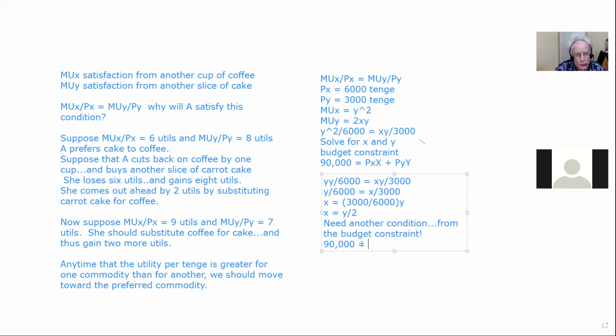So in this case, we have a price of coffee, as Nuray says, of 6,000 tenge times the number of cups of coffee that we are buying, and the same thing for Y. I'm sorry, Professor. Go ahead. I think you missed one number. MUY is 2XY. That's right.